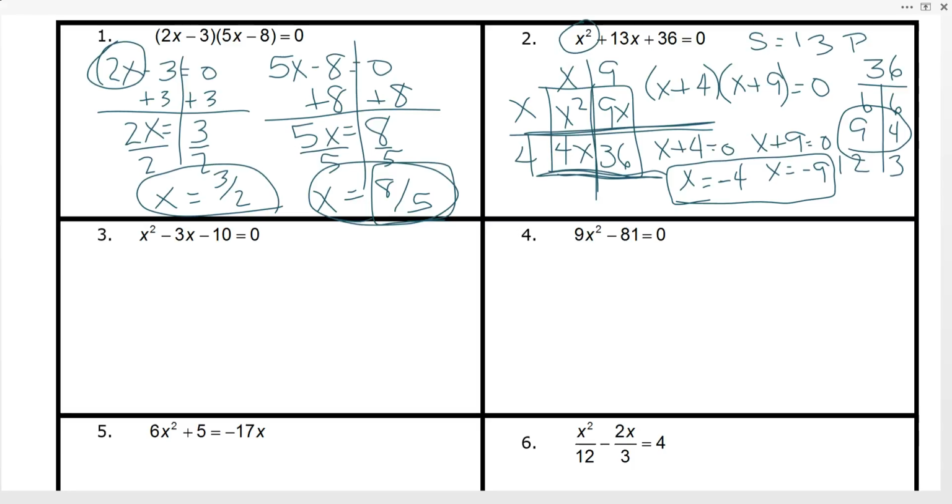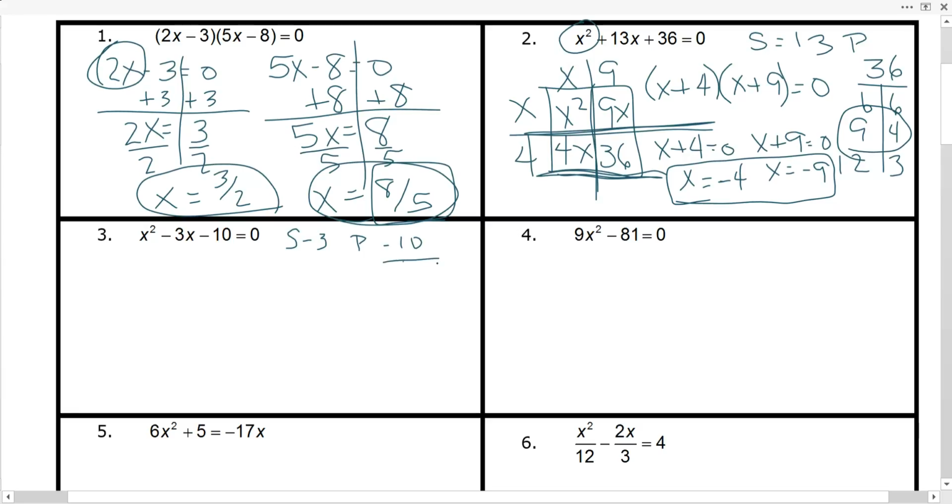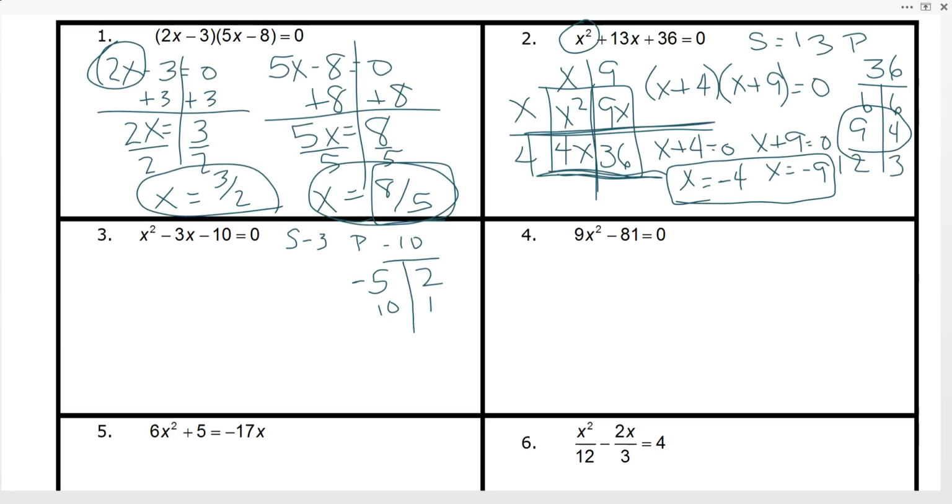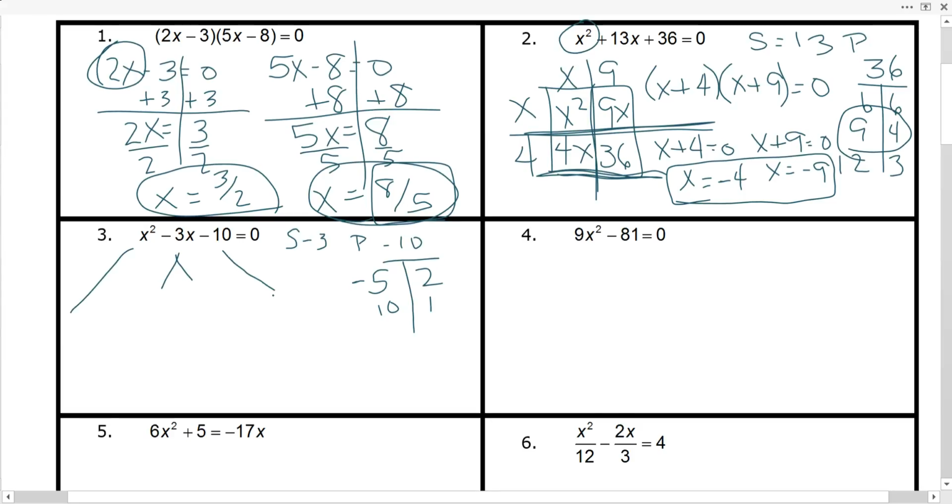There is no greatest common factor to take out. My sum is negative 3. My product is negative 10. I have 5 and 2. That's about it, 10 and 1. Since my sum is negative, if I have a negative 5 and a positive 2, that will multiply to negative 10 and add to negative 3. So if I were going to do my 4 term, I would have x squared, and instead of my minus 3x, I would write minus 5x plus 2x minus 10.